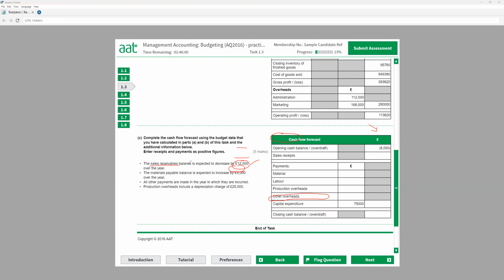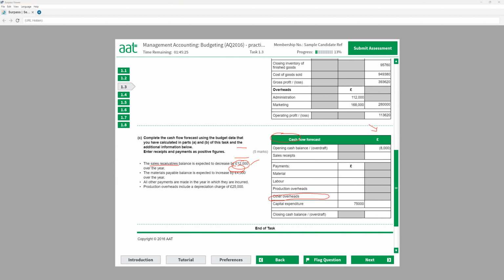Sales receivables means the credit customer. If the credit customer is a decrease, it is good for me because now they are paying more quickly than before. Remember that if the payable is a decrease, it is not good for me. If the payable is increased, it is because I now take more time to pay the payable. But if the sales receivables or trade receivables decrease, it is good for me because now I receive the money more quickly. If it is increased, it is not good for me because increase means they are now taking longer to pay me.